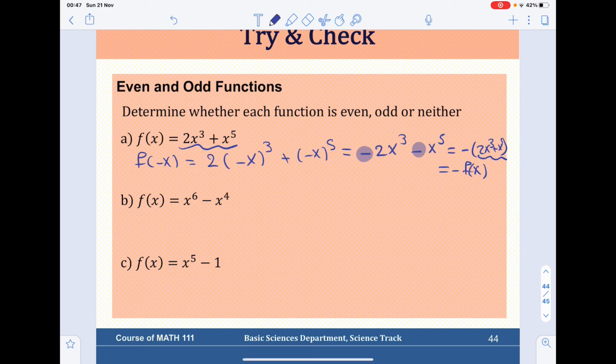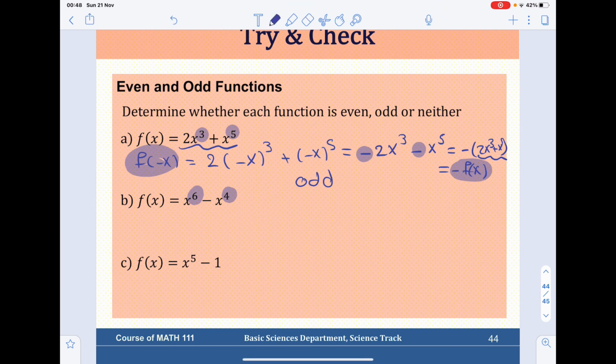So since I start with f of negative x and I end with negative f of x, I have an odd function. And again, it is odd from the beginning because the powers of x are all odd. So the function is odd. So if we want to follow this rule, we can see that here x to the power 6 and x to the power 4, both of them are even. So we can say directly that the function is even as well.